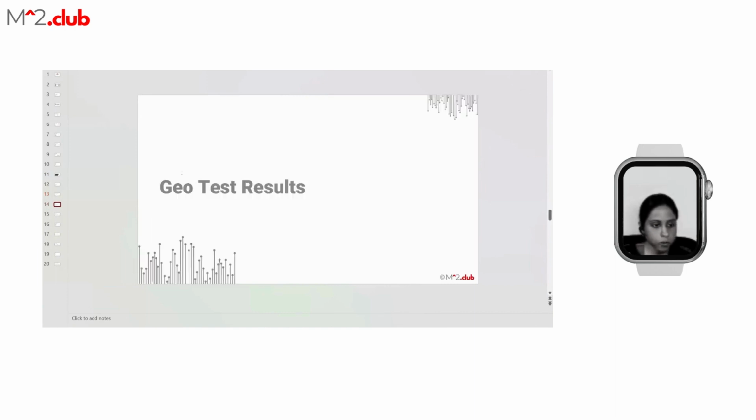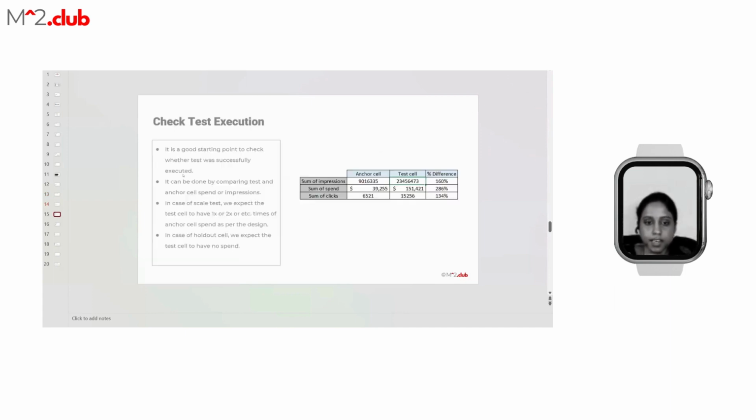What we'll go to next is the analysis of geotest results. To start with, we will do a check on how the test actually got executed. So how to do this? This table is one way of doing this check. We will calculate the number of impressions, spend, and clicks that happened during the test period in the anchor cell and in the test cell, and find out the percentage difference between them.